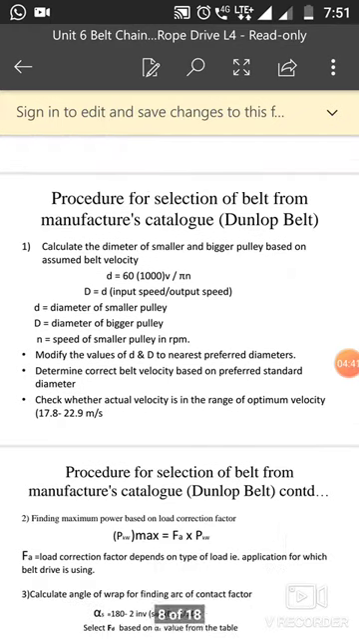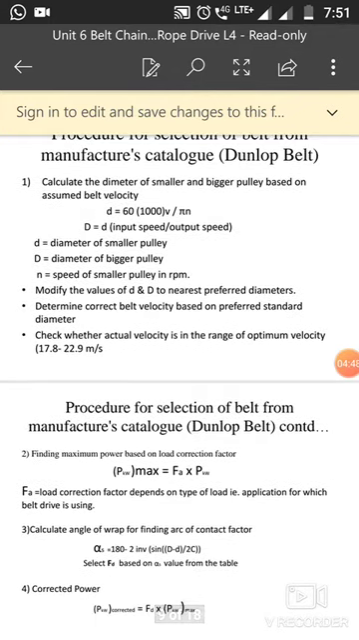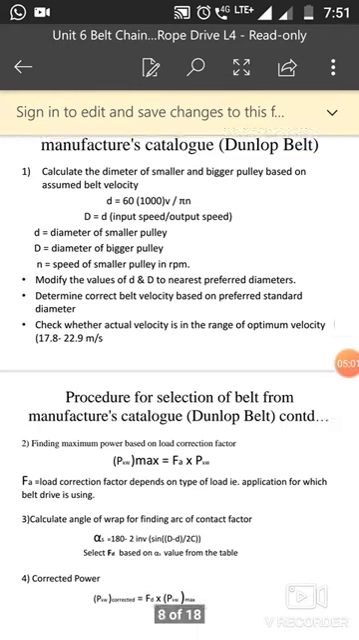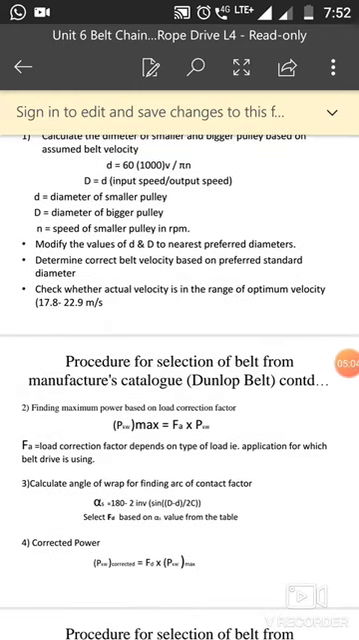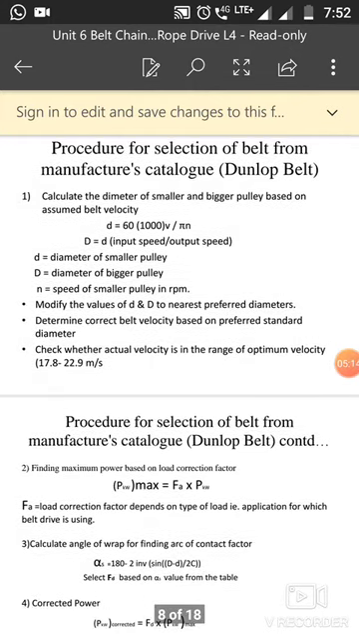Then based on those preferred diameters, because your diameters are changed now, you have to find out the correct belt velocity, because your assumed velocity will be different or your application velocity will be different. Based on the preferred diameter, your velocity will be different. So you have to determine the correct belt velocity based on the preferred diameter, and you have to see whether that velocity lies between the optimum velocity range or not. Your calculated velocity should be between the optimum belt velocity range. So this is your first step, that is finding the diameter of the smaller and bigger pulley.